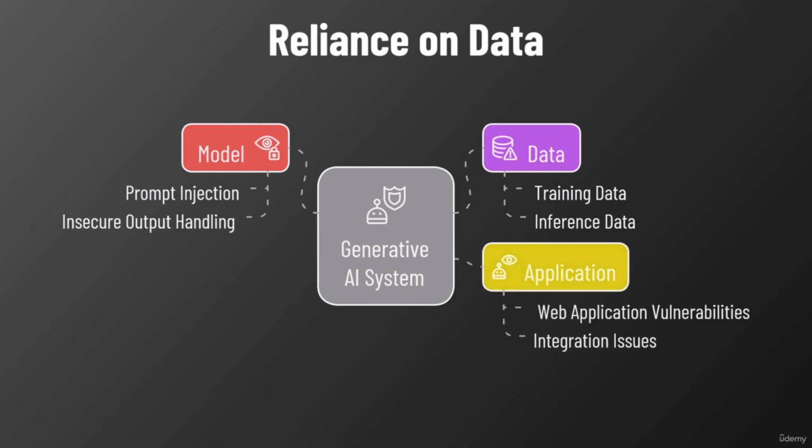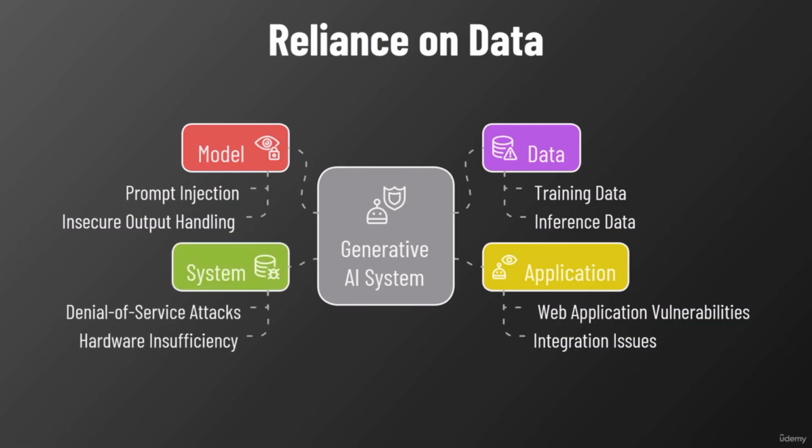Application. This involves how the model is integrated into a larger system, such as a web or mobile app. Security issues here often stem from insecure implementations or exposure through user interactions. System. This includes the underlying infrastructure, hardware, operating systems, configurations, and deployment environments. Risks may involve denial of service attacks, misconfigurations, or weak access controls. Each of these components plays a critical role in the overall security posture of a generative AI deployment.